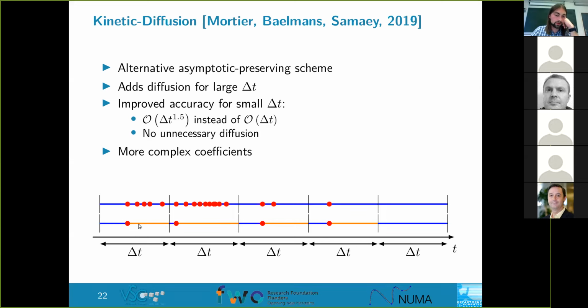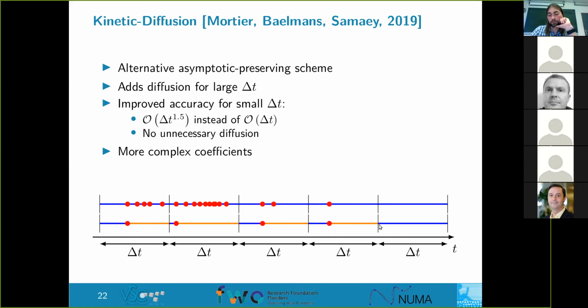This has a couple of advantages compared to what I presented for our work. One, they are better. They are able to more accurately resolve exactly when these collisions happen in some way, meaning they get a better rate of convergence. So their scheme is no longer linear, but in fact 1.5.